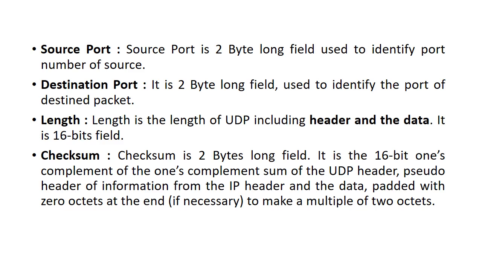And the last one is the checksum. It's a 2-byte long, 16-bit field. It is the 16-bit ones complement of the sum of the UDP header, the pseudo header information from the IP header, and the data. So it's a combination of header plus data, ones complement, padded with a zero octet if necessary to make it a multiple of 2 octets.